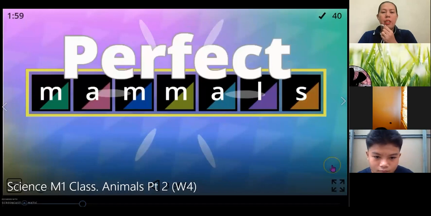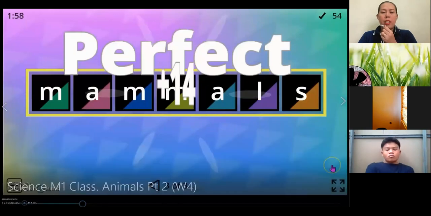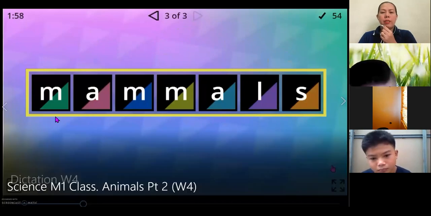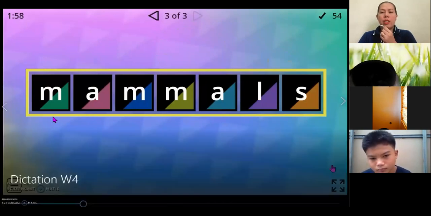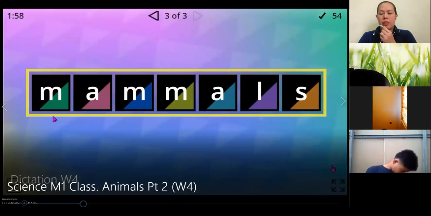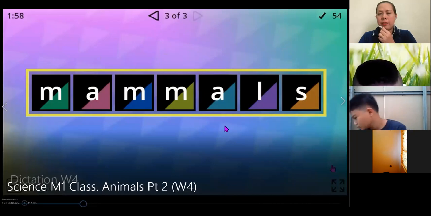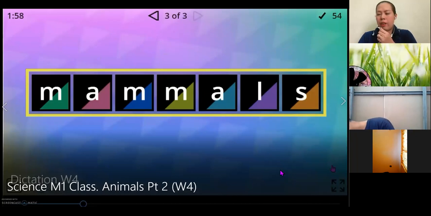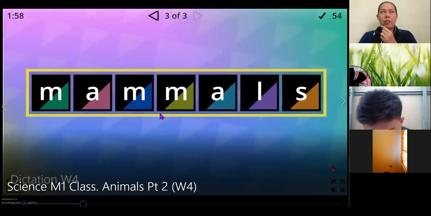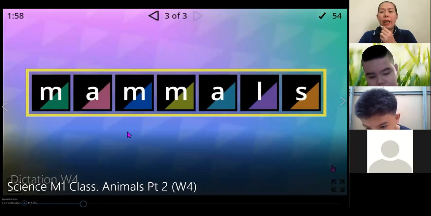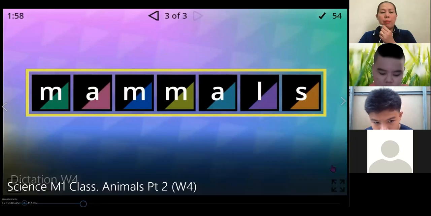Let's try to read and spell together, everybody. Mammals. Let's spell. M-A-M-M-A-L-S. Mammals. Very good. So mammals are vertebrates. They have a spinal cord or backbone. We will talk about more animals in our discussion topic for today.